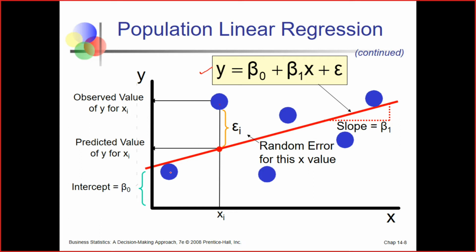Suppose these are the points based on the given x and y values, and we have to draw a line. When we draw a line, all these distances are called error. The larger the distance, the larger the error. And this angle is called the slope, and the point where the line intersects the y-axis is called the intercept. The intercept is denoted by beta 0, and the slope is denoted by beta 1. So we are looking for these two constants.